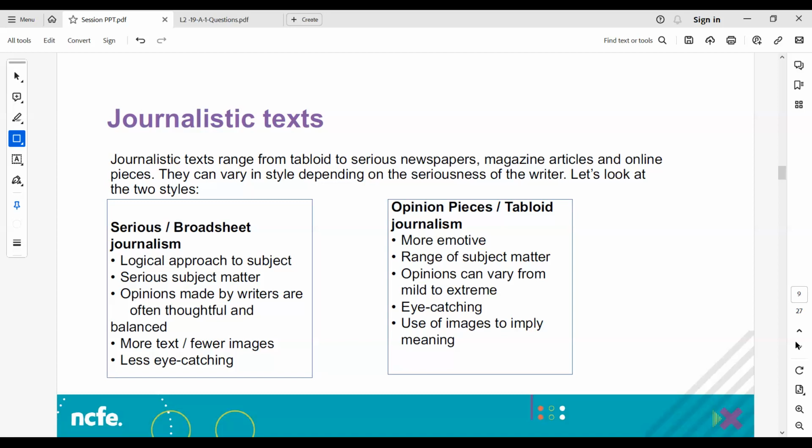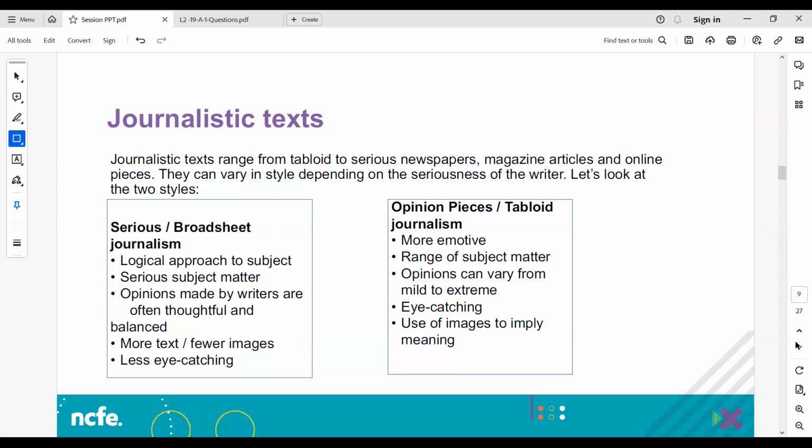So on a newspaper stand, if you go into a newsagent, the broadsheet newspapers would be less eye-catching. The more black and white, or pink and black with the Financial Times, there'd be more text rather than pictures jumping out at you and engaging you.